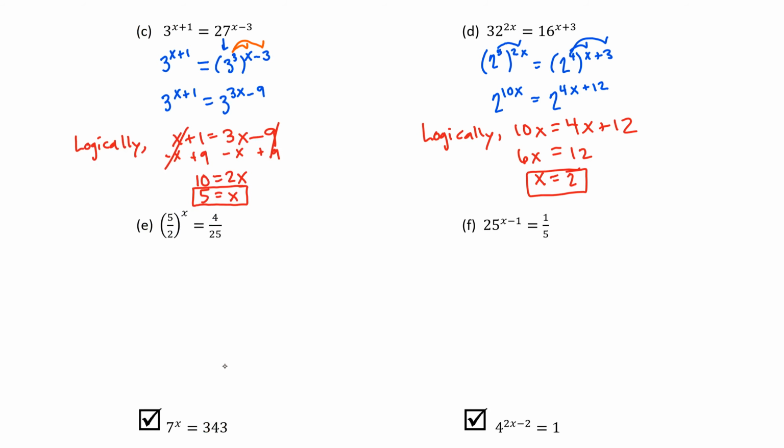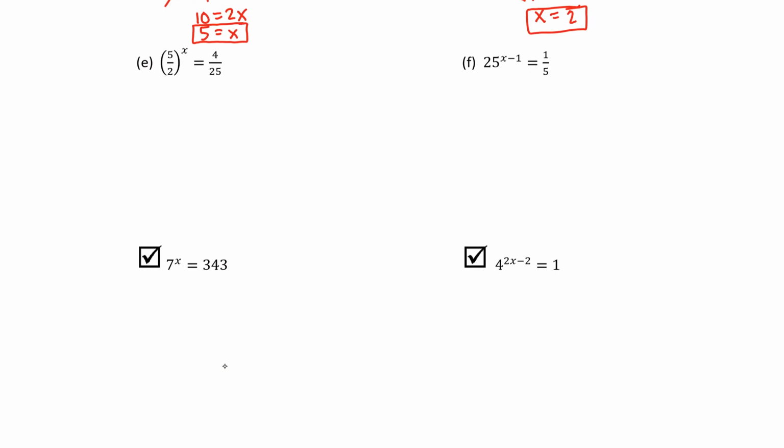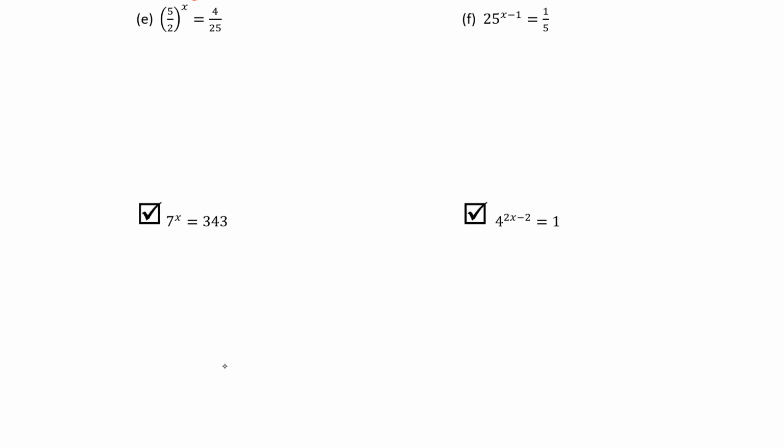Okay, let's try this with some fractions. On example E, we have 5 halves to the x equals 4 over 25. Now, we're looking to write both sides as a power of a common base. And notice 5 and 25 have a common base of 5, and 2 and 4 have a common base of 2, but they're in the opposite place in the fraction. So what we're going to do is rewrite the right side. First of all, just to be clear, I'm going to write it as 2/5 squared, right? 2 squared is 4 and 5 squared is 25.